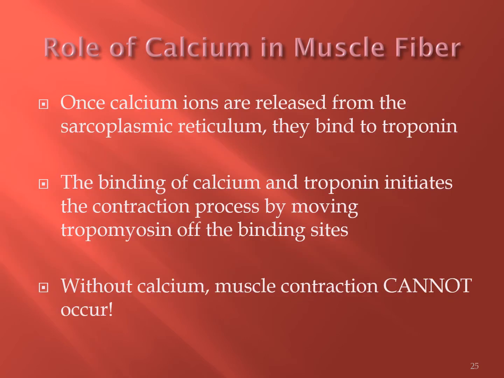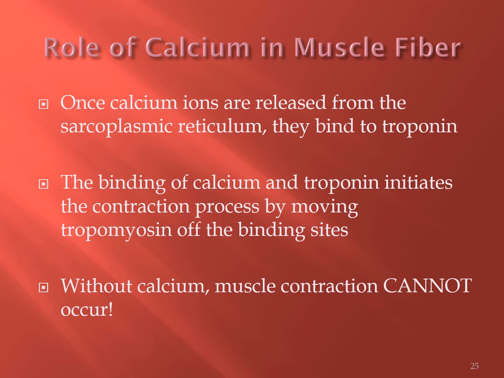We've mentioned calcium, so you have an idea that it is an important component of muscle contraction. But let's talk about exactly what calcium does. Once calcium is released from the sarcoplasmic reticulum, it will move into the sarcoplasm, which is like the cytoplasm of the muscle cell, and it's going to bind to that troponin molecule. Once calcium binds to troponin, this will initiate the contraction process, and this occurs by tropomyosin moving out of the way and uncovering those binding sites.